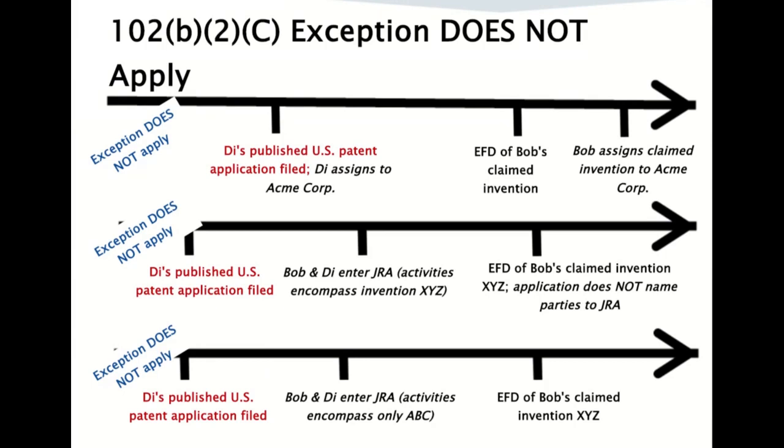In the second illustration, even though the joint research agreement was directed toward Bob's claimed invention, the common ownership exception does not apply because the application does not name the parties to the joint research agreement. If the specification is amended to name the parties, then the exception would apply. In the third illustration, the common ownership exception does not apply because Bob's claimed invention XYZ was not within the scope of the joint research agreement between Bob and Dee, which was directed toward invention ABC.